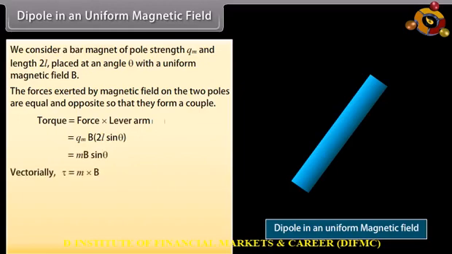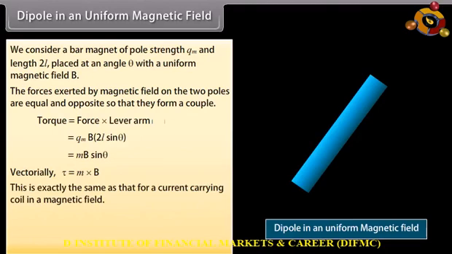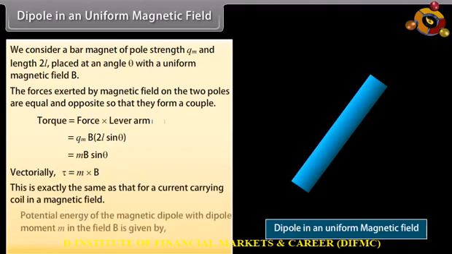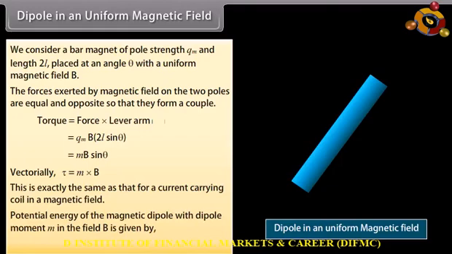Vectorially, it is represented as tau is equal to the cross product of m and B. This is exactly the same as that of a current carrying coil in a magnetic field. Potential energy of the magnetic dipole with dipole moment m in the field B is given by negative dot product of m and B.